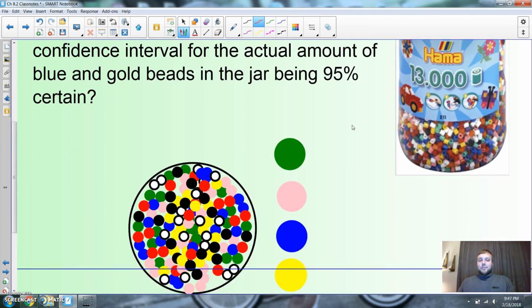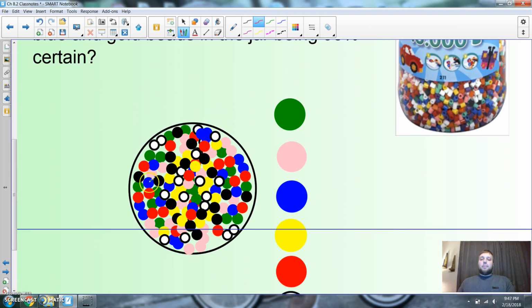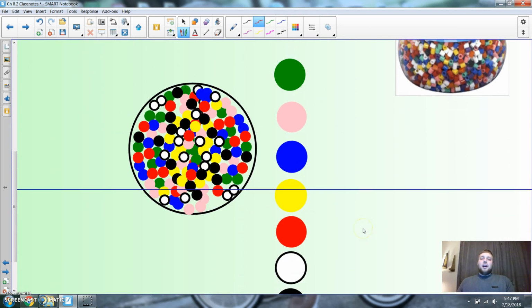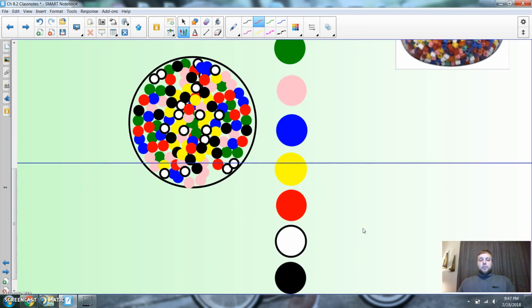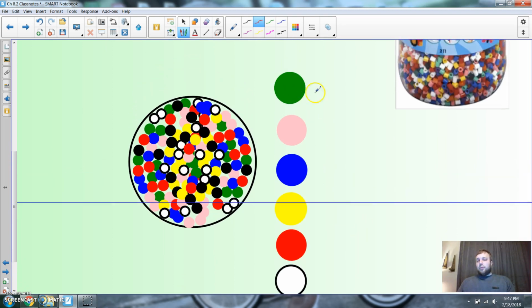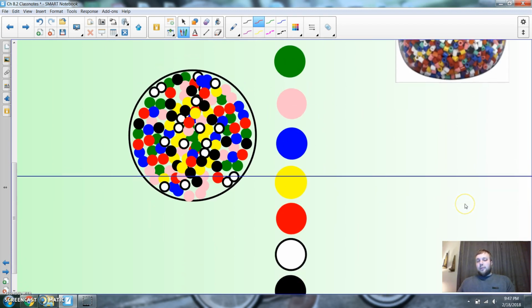Man, there's so many options. All right, here's the bottom of our beads. Now, I want blue and gold, so I'm only paying attention to blue and gold. We could count all the other percentages, but I really want to know blue and gold. Okay, so I'm going to pause. I'm going to count how many blues and how many golds there are.